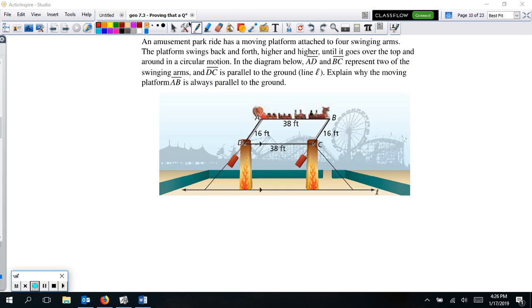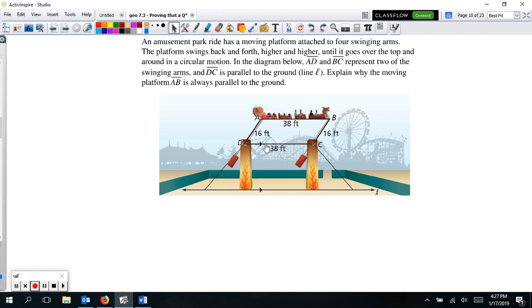Now here's an example from your book. It wants us to know, is this a parallelogram? Basically, an amusement park ride has a moving platform attached to 4 swinging arms. The platform swings back and forth, higher and higher, until it goes over the top and around in a circular motion. So you can kind of see what it's doing there. In the diagram, side AD and side BC represent 2 of the swinging arms.